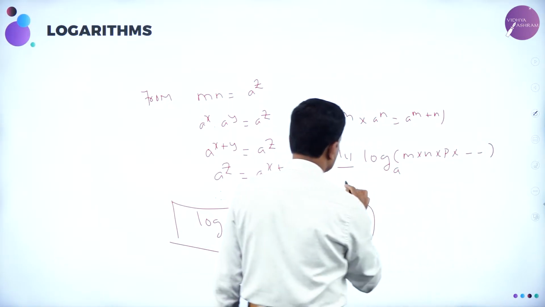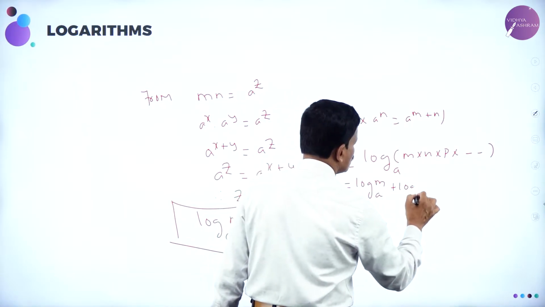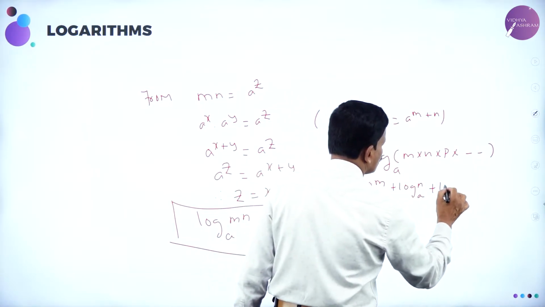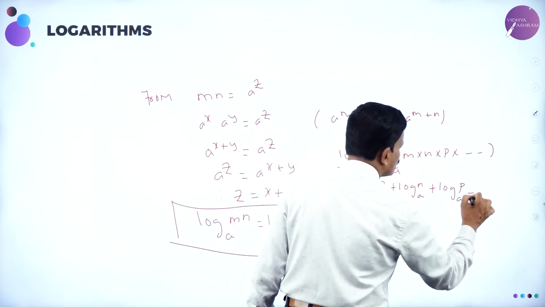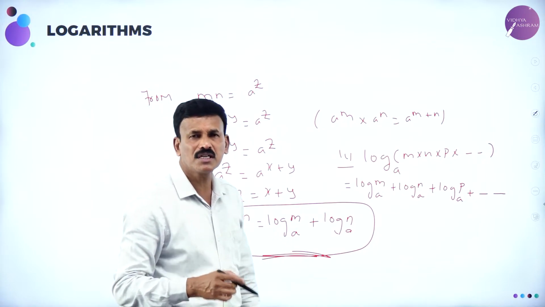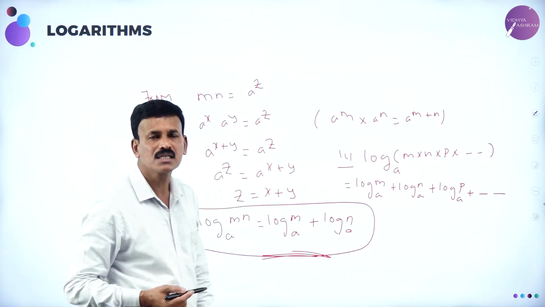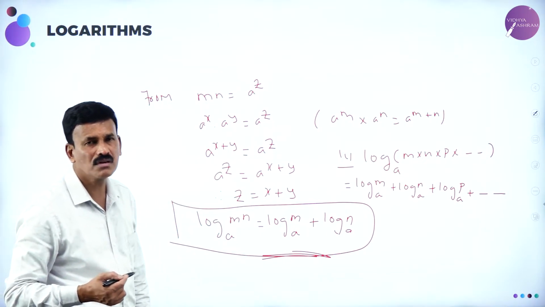to base a can be written as log m to base a plus log n to base a plus logarithm of p to base a plus so on, depending on the number of terms. So log of m into n into p is log m plus log n plus log p etc., for however many terms we have. That's it. This is the first law of logarithms.